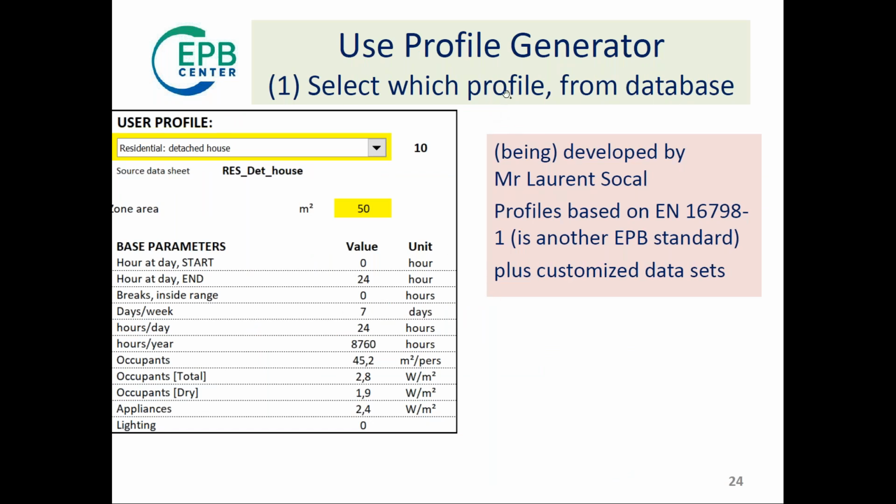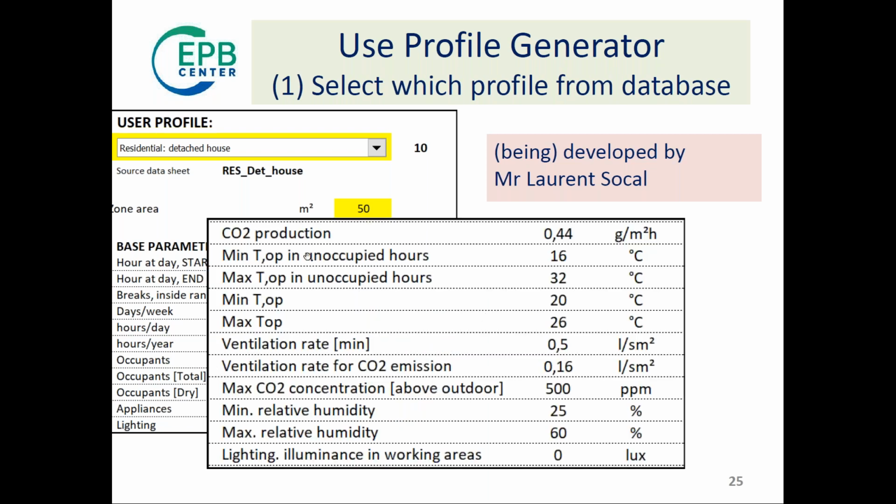And this use profile generator has been developed by Mr. Laurent Socal. And the profiles are based on EN 16798 Part 1. That's another EPB standard which deals with the indoor environment requirements. And what you can find in this use profile generator are use profiles for different building categories. For instance, for a detached house, here you find the occupancy, the heat from appliances, lighting, etc. And you can choose this one, or you can have a customized data set built in this one. And you have CO2 production, temperature settings, ventilation rate, CO2, humidity, lighting, etc.